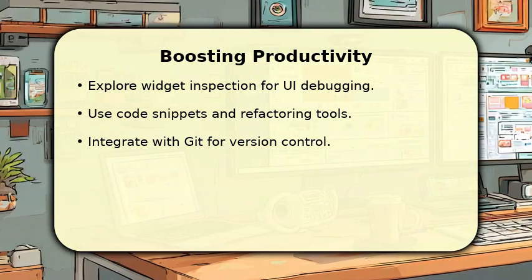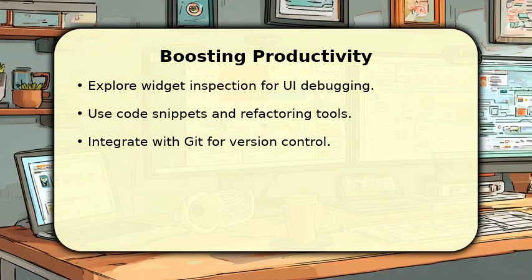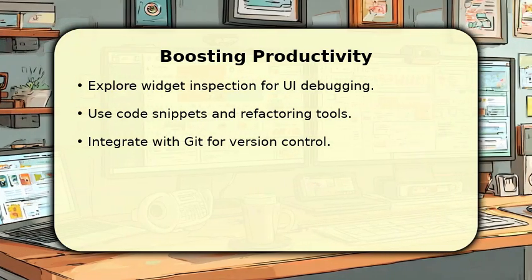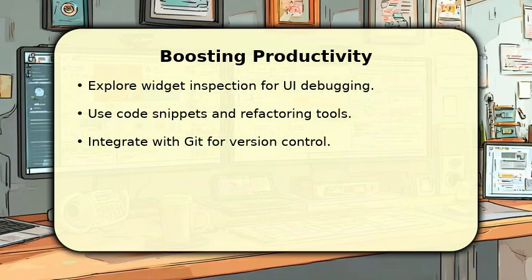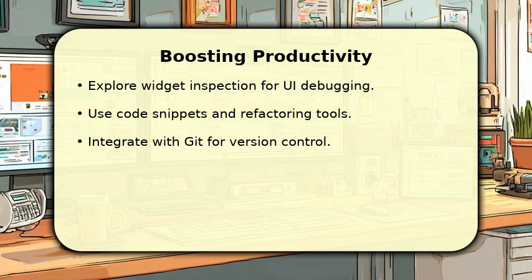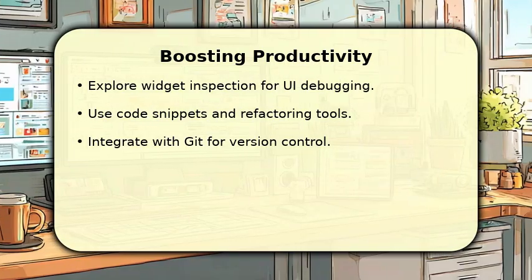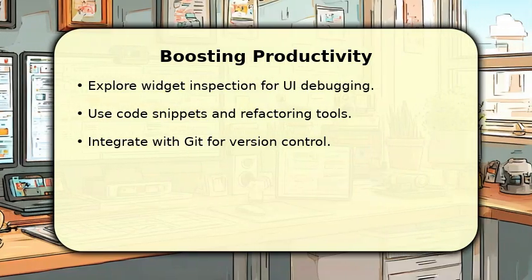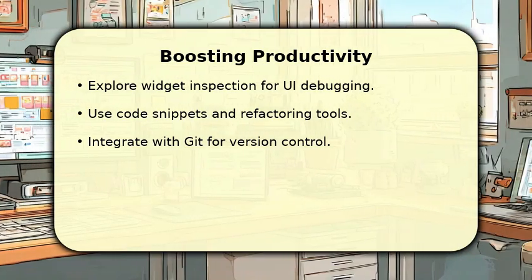Use the widget inspector to visually debug your user interface layout and identify issues quickly. Take advantage of built-in code snippets and robust refactoring tools to write cleaner, more maintainable code. Seamlessly integrate with Git for version control directly within the editor. Additionally, explore the vast marketplace of extensions to customize your environment and add specialized functionalities.